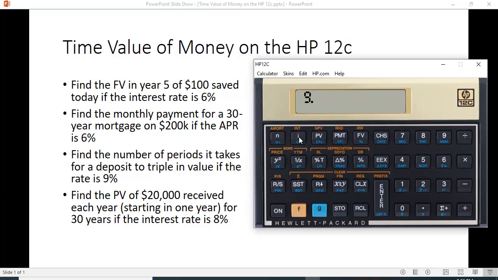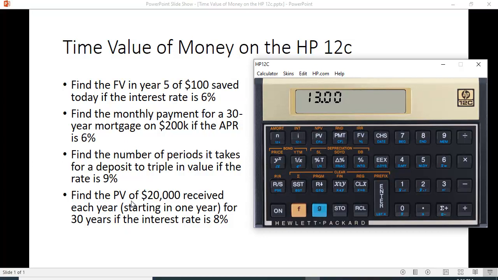So 9 is the interest rate. Here's where you have to correspond to the sign convention. Now, they didn't tell you how much you deposit, but it doesn't matter. It can be $1 and it triples to 3. It would be the same answer if it was 100 and it tripled to 300. So I'm just going to put in 1. I'm going to change the sign since I'm saving this money, and I'm going to put that in as the PV. I'm going to put 3 as the future value, and now I'm going to solve for N. It's going to take 13 years to triple our money.